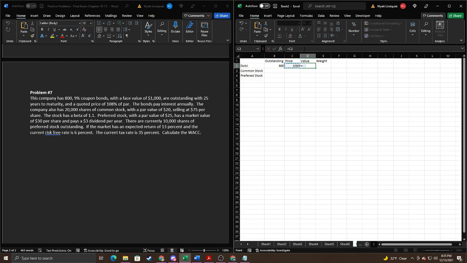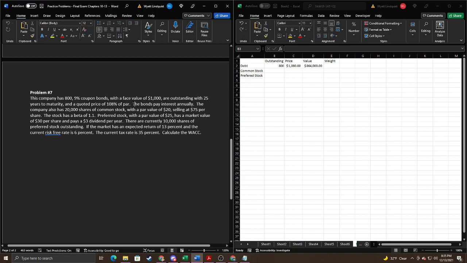To get the value, we're just going to do the price times the amount outstanding. We're going to make all of these dollar signs, and we're going to make the weights percentages while we're at it. Now we're going to get onto common stock. There will be more for bonds later, such as the 25% yield to maturity and the 9% coupon, but that is not important at the moment.